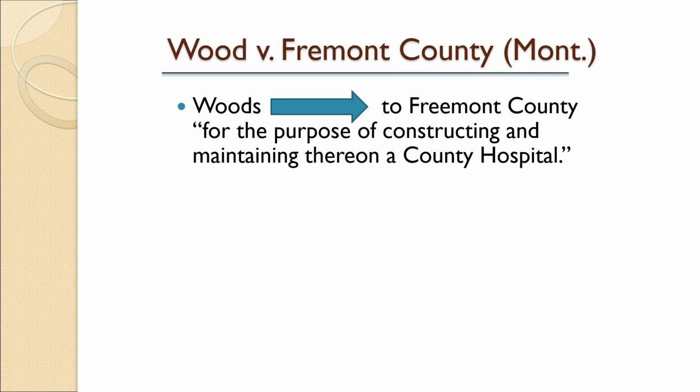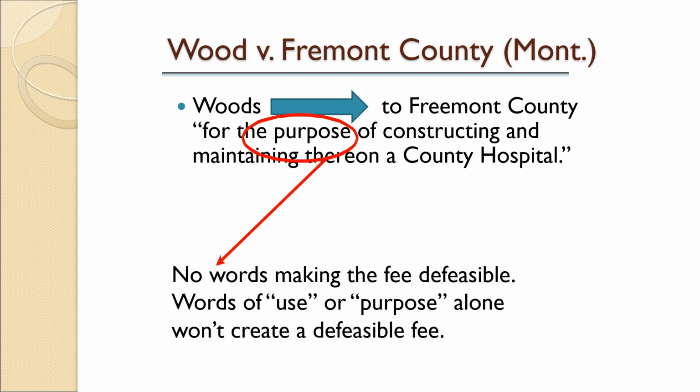I want to give you an example of a Montana case where some people named Woods transferred some property to the county, and they put in the deed, quote, "This is for the purpose of constructing and maintaining thereon a county hospital." You'll notice that it says for the purpose of.